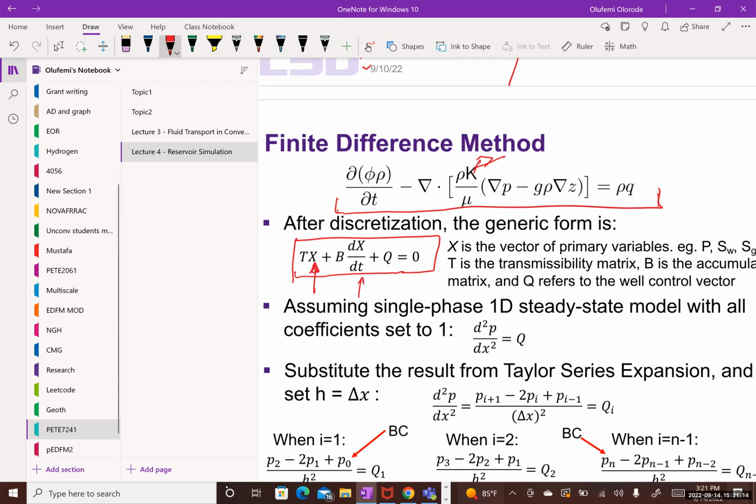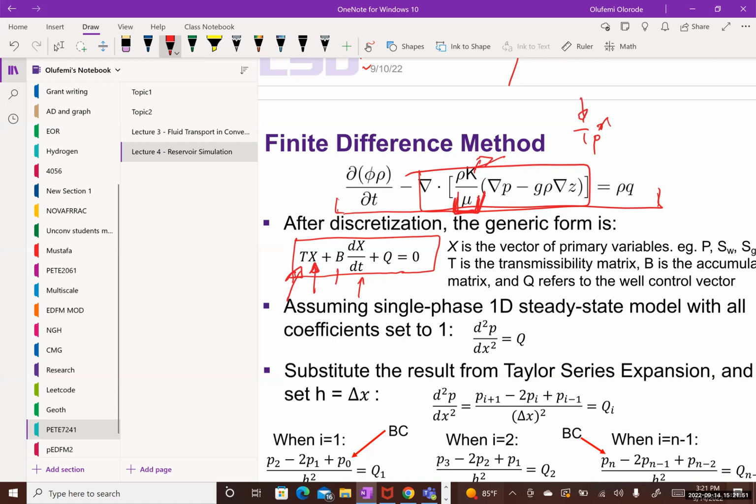So what is X? Solution vector, right? Pressures and saturations for two-phase or three-phase. What's T? Transmissibility matrix is basically taking the contributions of K, A over mu. That's the part. It's basically everything here. So that when you do TP, it's equivalent to evaluating whatever is here. That's what TP is, where P is a vector and this is a matrix.